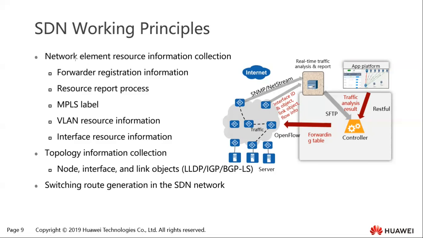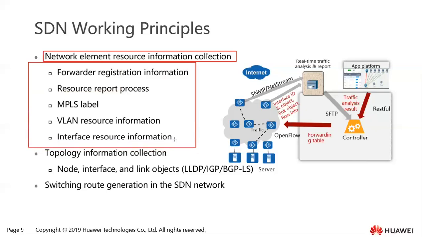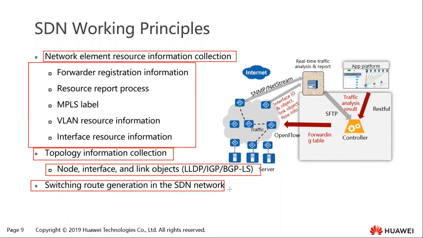So just to mention this again, network element resource information collection. The controller must collect details about these devices, so information such as the forwarder registration information, resource report process, MPLS labels, VLAN resources, and the interfaces that particular device has. It will also collect topology information using the different nodes, interfaces, and protocols. And lastly, it will now create specific paths. So, switching route generation in SDN network.